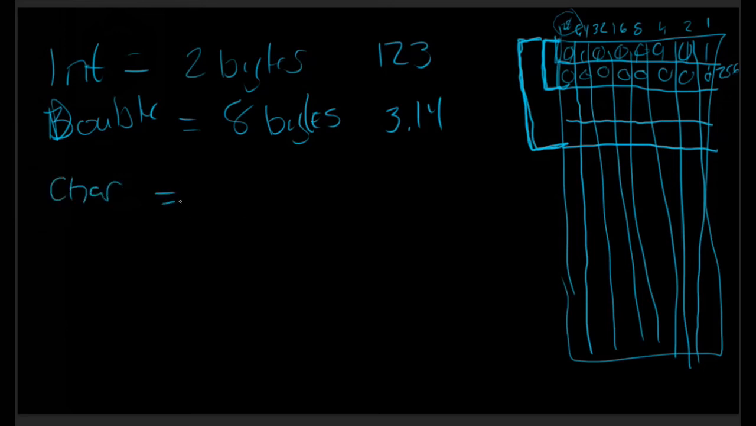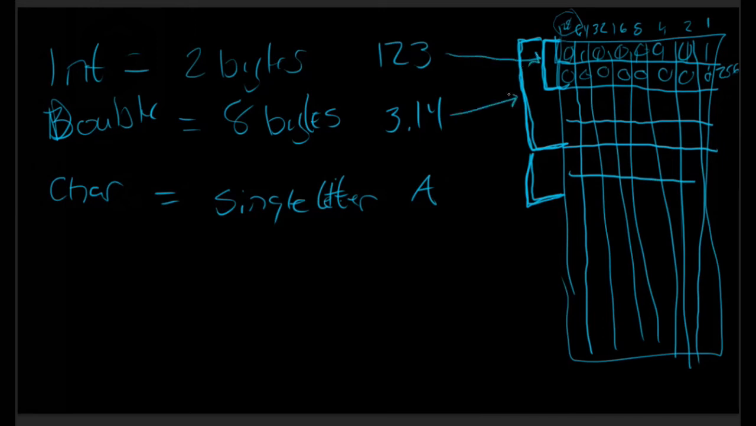C-H-A-R. So this is just a single letter, like A, and it takes up 2 bytes. Right, so here we have integer takes up 2 bytes. This one takes up 4 bytes, and a char takes up 2 bytes.